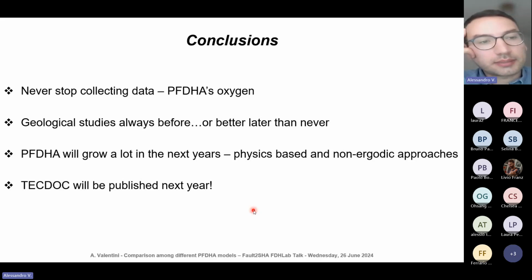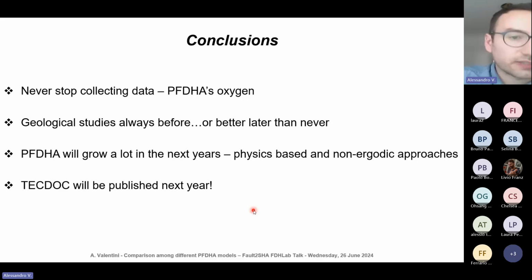And then I also hope that PFDHA will grow a lot in the next years. What I mean with this sentence is that PFDHA can be considered maybe the son of PSHA, or PSHA is the grandfather of PFDHA, but PSHA is now very well established everywhere in the world. PSHA was born at the end of the '60s with the papers of Cornell, Esteva, and McGuire, and then grew a lot during the '80s and '90s with a massive application in nuclear installations in the United States, where the SSHAC protocol was developed during those years.